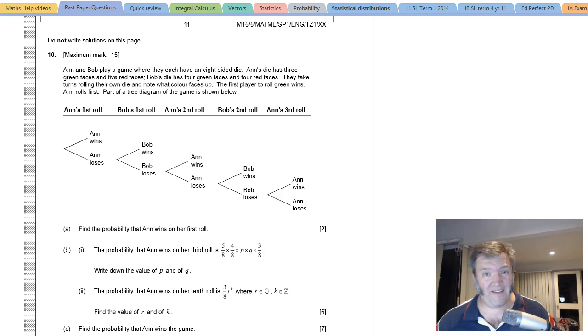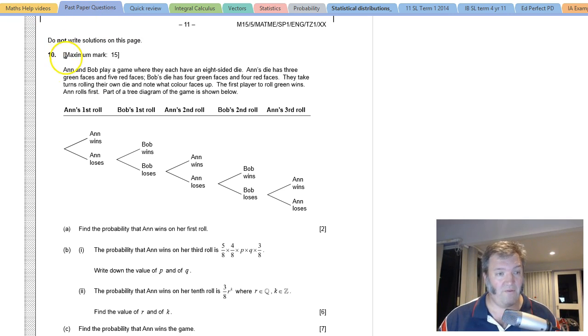Of May 2015, SL Maths, Paper 1, Time Zone 1, last question, question 10. You know it's coming. It's going to be a probability question of some description. They always throw one into these longer parts. A lot of people struggle with them. You know that they're pretty easy, but just keep your wits about you. Let's go through and see how we go on this one.